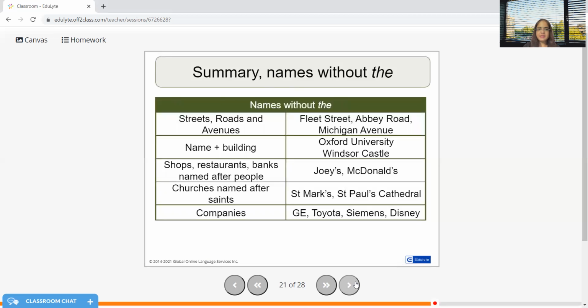So let's summarize. I mentioned earlier that these are some of the names where we do not use the, like streets, roads, avenues, names of buildings, names of people, restaurants, shops, cafes, banks that are named after people, churches that are named after saints, and the names of companies. Some of the examples are also available in this chart for your reference. Please keep on revising. Otherwise, if we forget these basic concepts, our conversation would be disrupted.